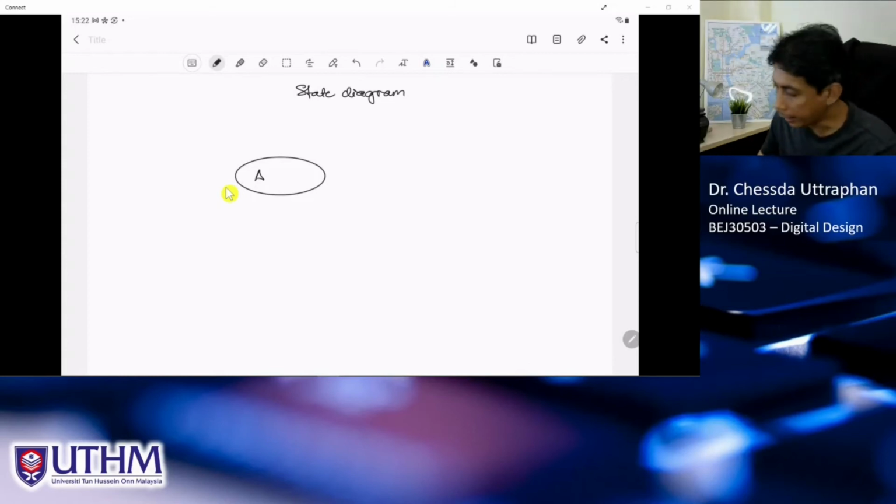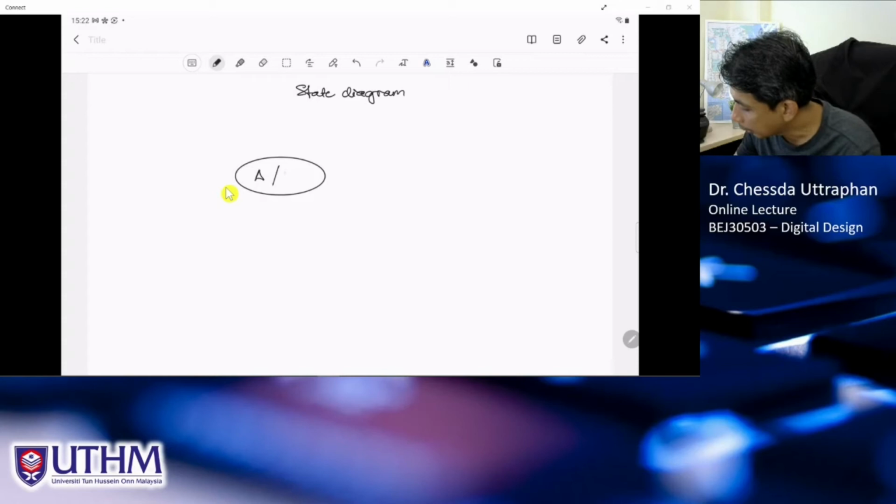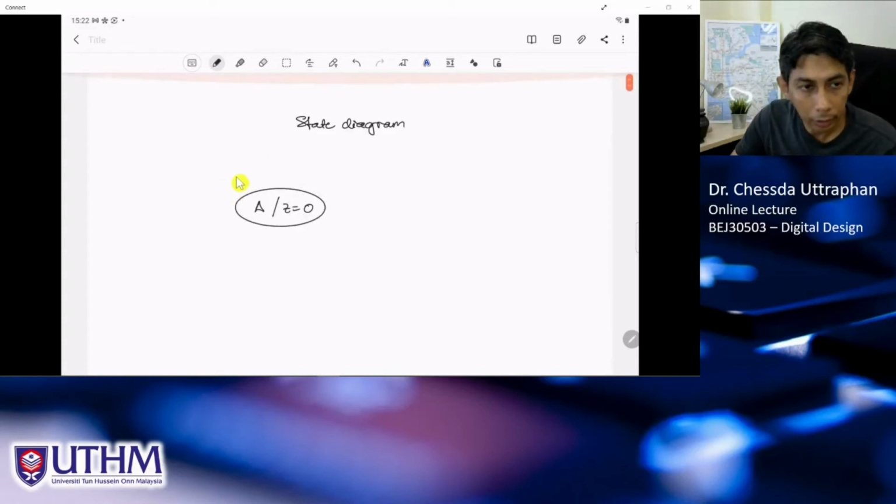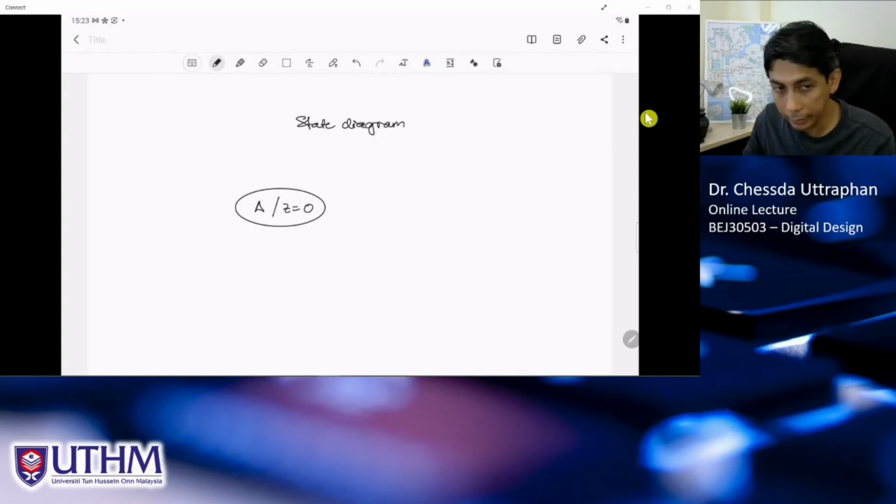So the first state is A, and at state A, the output should be 0. So here we say that at state A, the output is 0. And to change the state, it will depend on the input coming to the finite state machine. So the input is represented by the arrow in a finite state machine. And of course, it depends on the clock. Yeah, means that if you have two states, for example, you have another state here, you want to change from this state to another state, it will change at the clock edge.